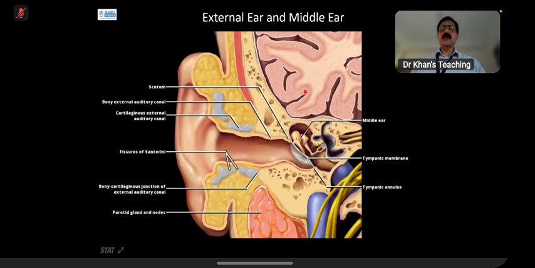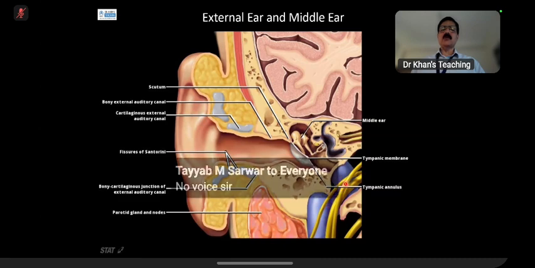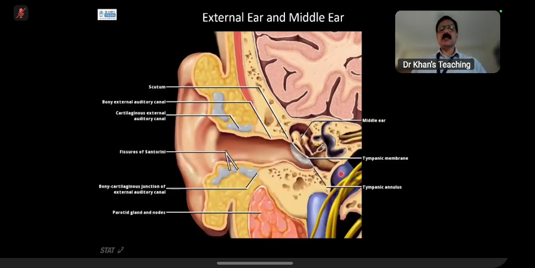Superior to that is the middle cranial fossa, the brain. Medial to that is the internal ear. Inferior to that is the jugular foramen, roughly speaking. And there will be some variations which I'll tell you. Anterior to this is the carotid canal. And posterior to this are the mastoid air cells.